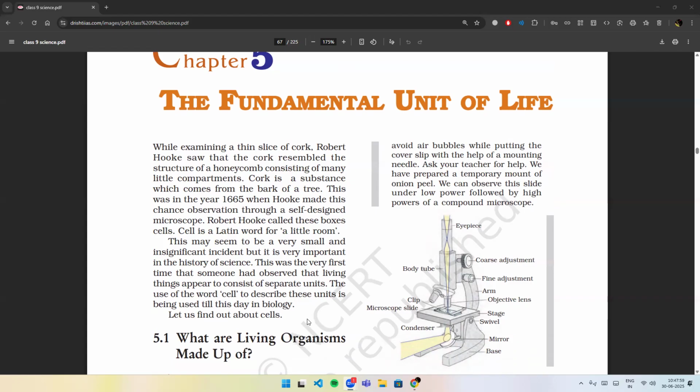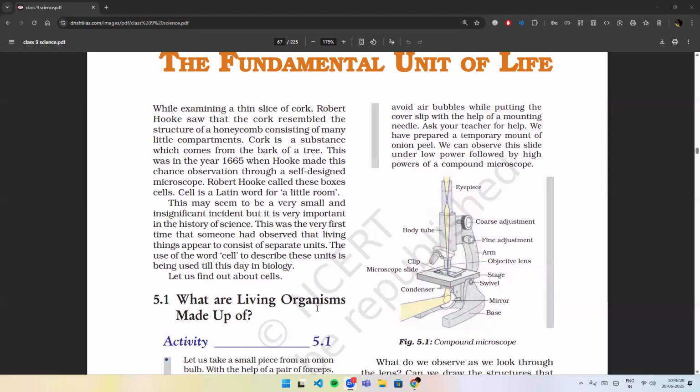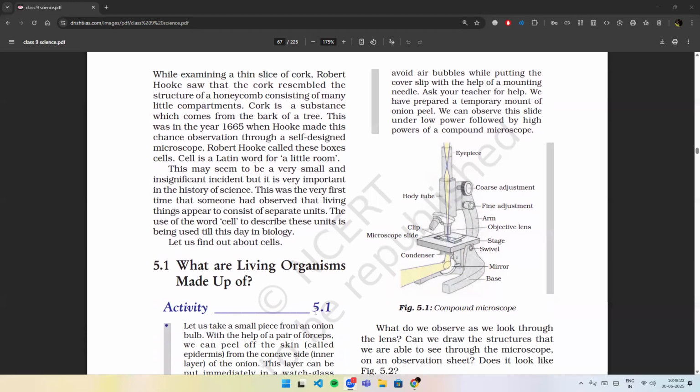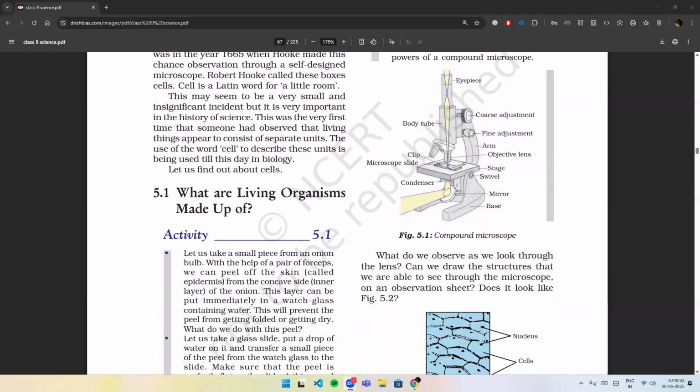This may seem to be a very small, insignificant incident, but it is very important in the history of science. This was the very first time that someone had observed that living things appear to consist of separate units. The use of the word cell to describe these units is being used till this day in biology. Let us find out about cells. What are living organisms made up of?